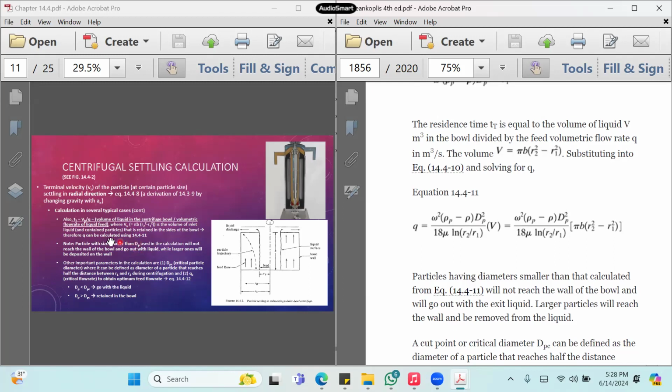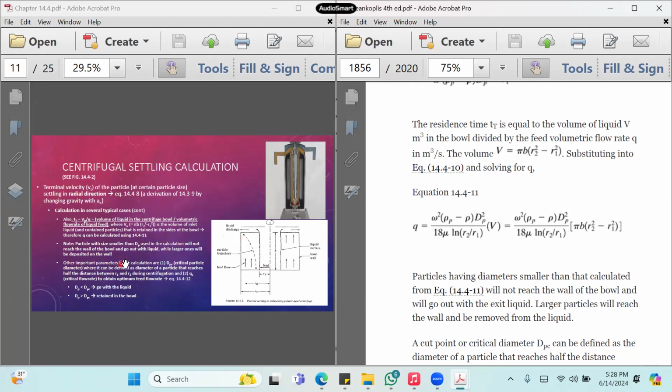So particles with size smaller than dP used in the calculation usually will not go out as a solid. They will not reach the wall of the bowl. Usually they will overflow or go out with the liquid, while particles larger than dP will certainly be deposited on the wall. They will go out as a cake.